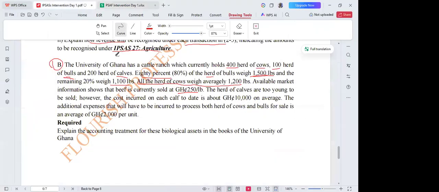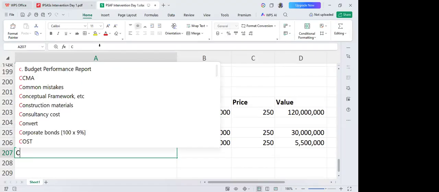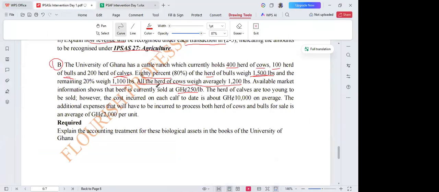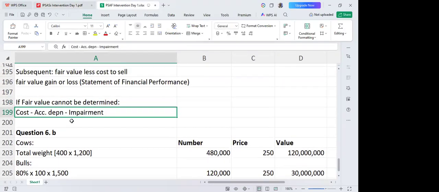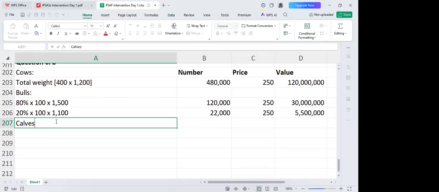Then we have one left. That is the calves. So let's see the information on the calves. They say that the calves are too young to be sold. Once they say they are too young to be sold, it means we don't have an active market for the calves. If we don't have an active market, it means you don't have fair value. And remember what we said: if you don't have fair value, what do you use? You use the cost less accumulated depreciation, less impairment. So for the calves, you have to use the cost.